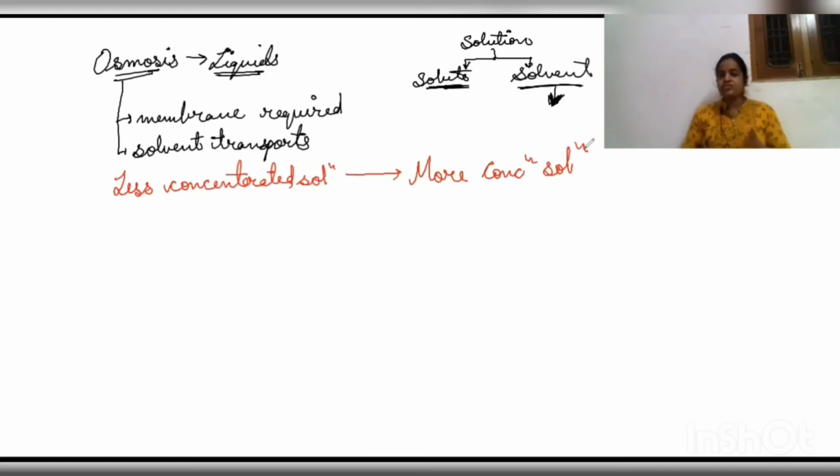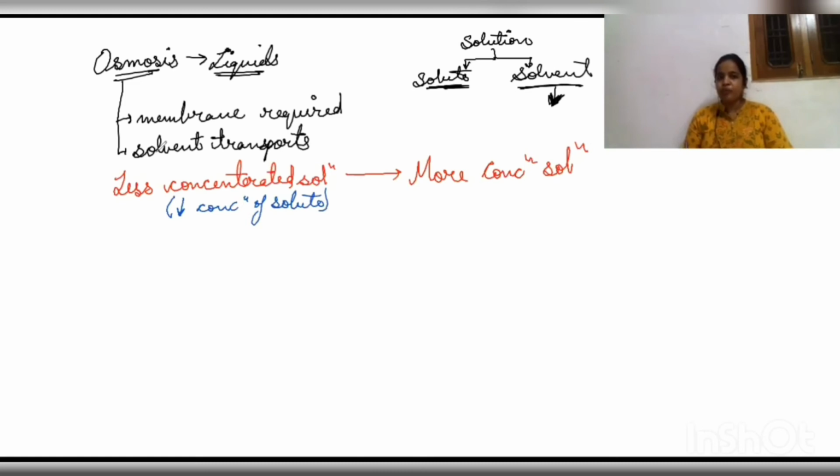So less concentrated solution means the amount of solute will be less, or we can say they have high diffusion pressure. This diffusion pressure is actually a hypothetical term which explains the ability of molecules or ions of any substance to diffuse from an area of their high concentration to lower concentration. So less concentrated solution means decreased concentration of solute, whereas more concentrated means increased concentration of solute.